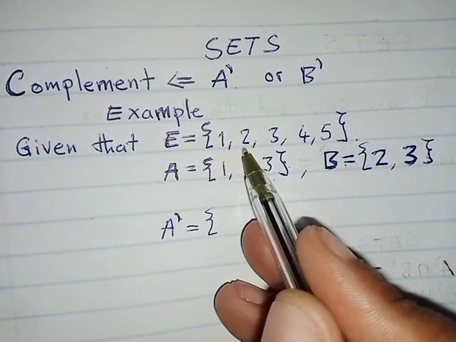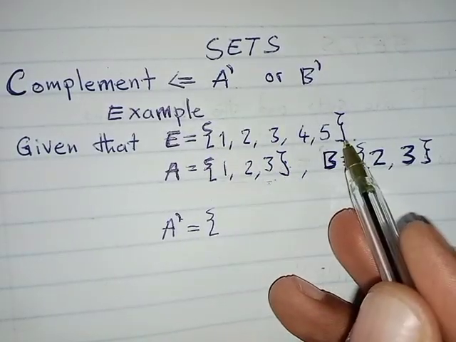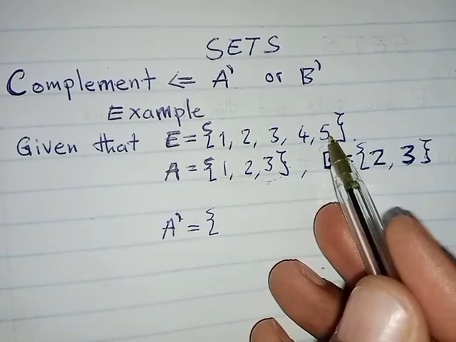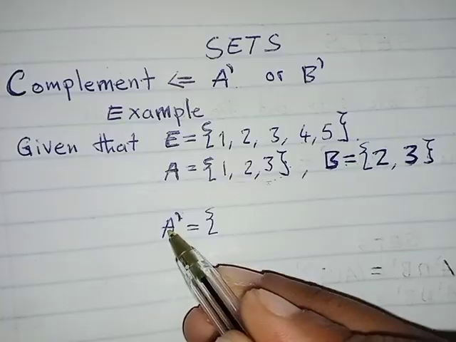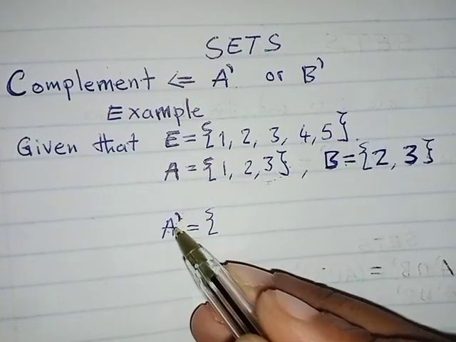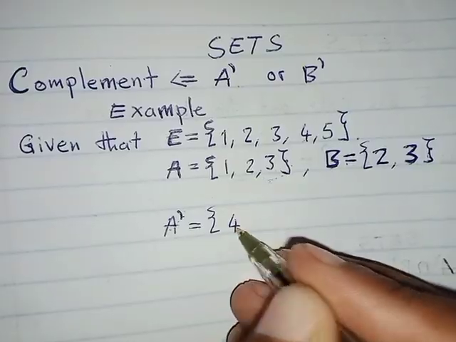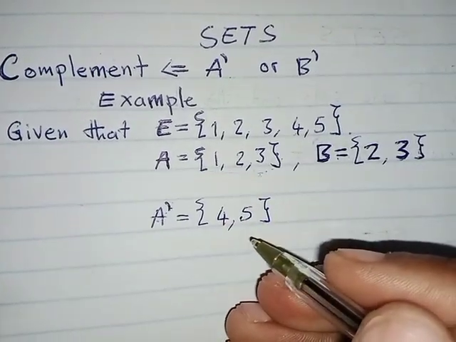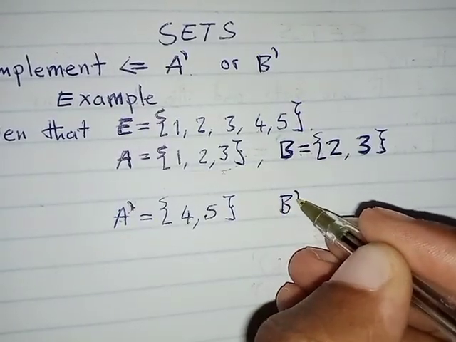So we go back to the universal set, we check for those things that are in this set, but they are not here. So we see that 4 and 5 are not in set A. So when we say A complement, it means things that are not in set A, and the only things that are not in set A are 4 and 5. So we write 4 and 5. That's it. Now let's go to the next one, where we want B complement.